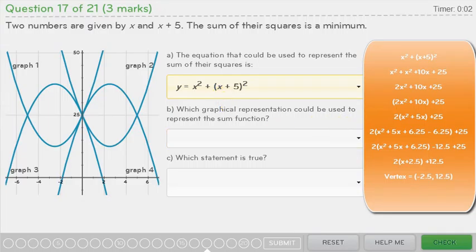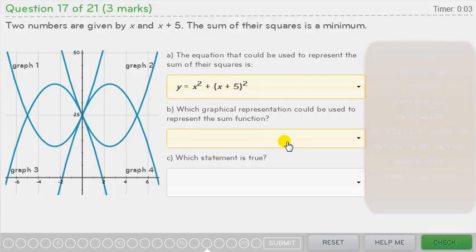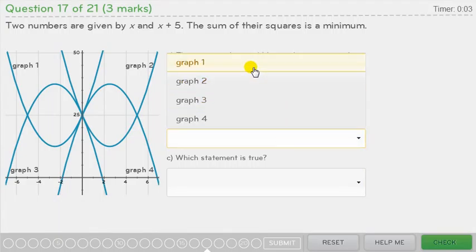Completing the square gave me an equation with a vertex of negative 2.5, positive 12.5. So my minimum occurs right there with an x value of negative 2.5, and our minimum value is at 12.5. So I'm going to say, okay, that's on graph number 1.